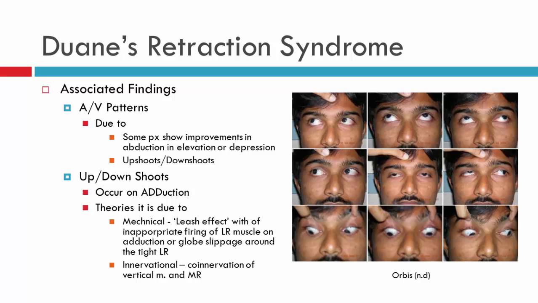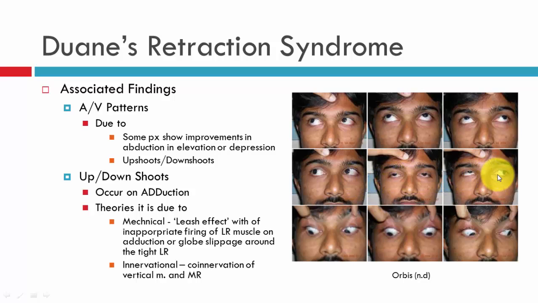Patients with Duane's retraction syndrome may also have AV patterns or upshoots and downshoots in adduction. Let's have a look at the patient here to the right as an example. So here in primary position, we have an exotropia. The right eye is exotropic. In right gaze, abduction looks good here and adduction looks good. And we're not seeing anything there that looks like a Duane syndrome in this particular position. There's no globe retraction here. There's no narrowing of the palpebral fissures.